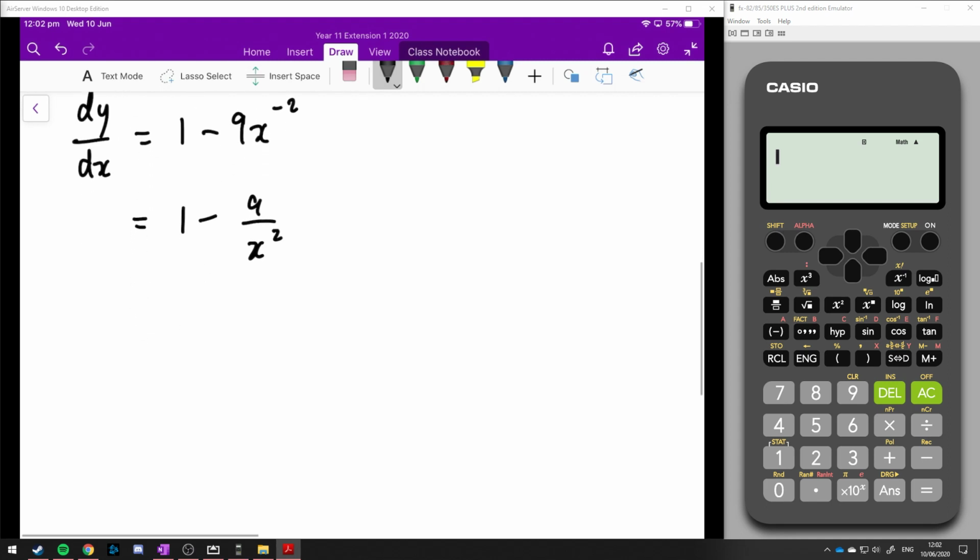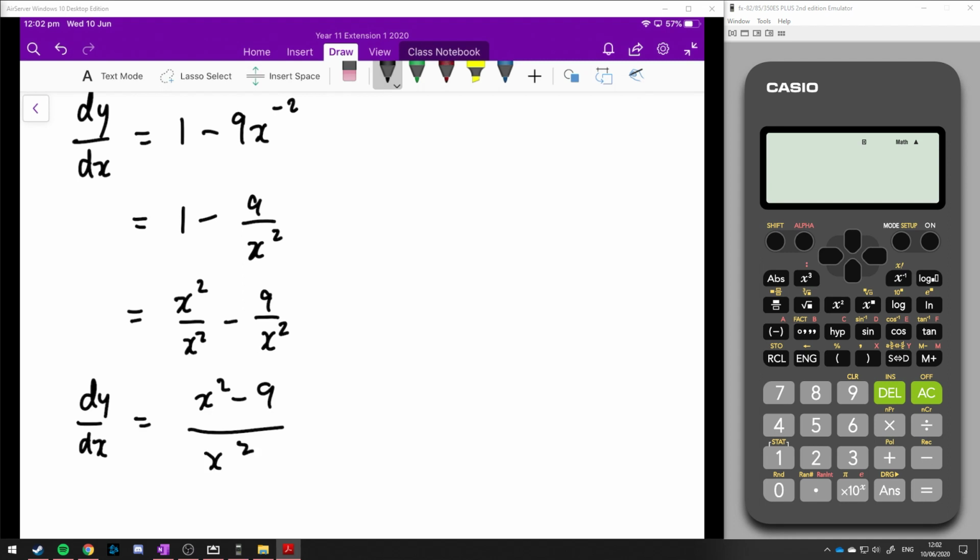Okay, but now we want to make it have a common denominator. We want to put this all together, because when we're finding the zeros, it's going to make it much easier if we do that. So what we're going to do is make a common denominator, x squared over x squared, by multiplying the top and the bottom of the left-hand side by the x squared, and it's going to give us 9 over x squared, so that when we put it together for the derivative, we get (x squared minus 9) over x squared, like that.